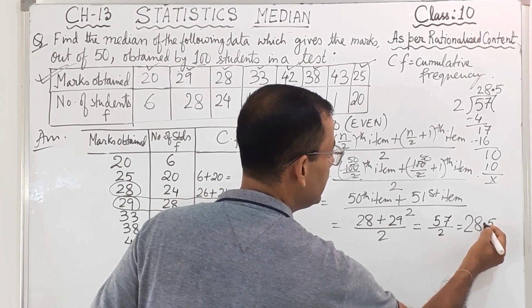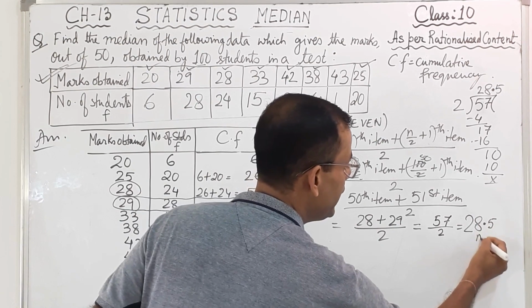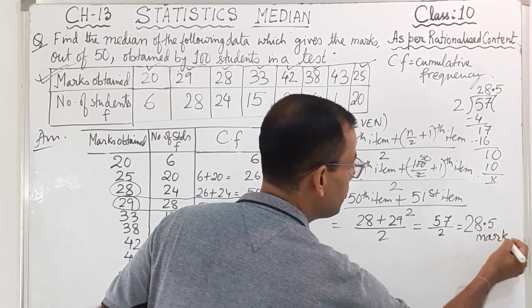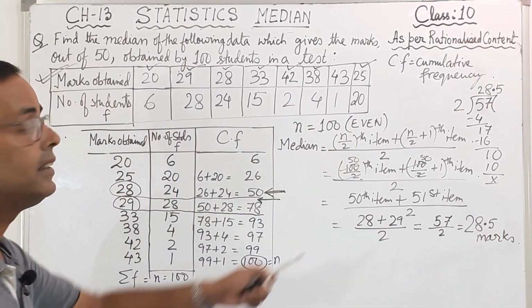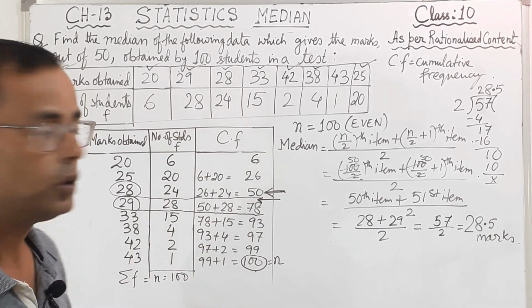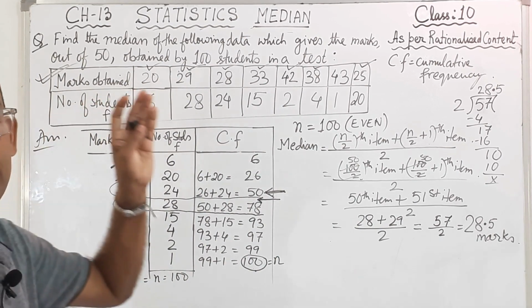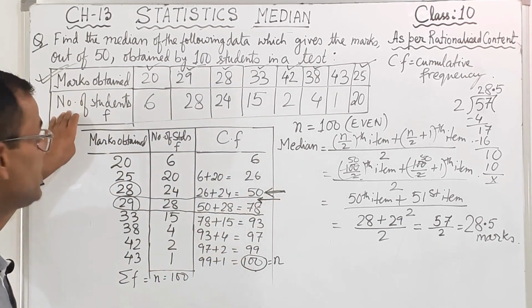28.5. And it is talking about the marks, and the answer will be 28.5 marks. And this is the median, that is the middlemost value. Clear? No? So this is another type of sum to find out median when frequency is given.